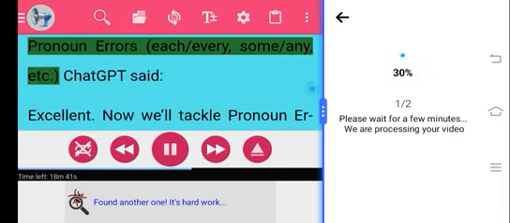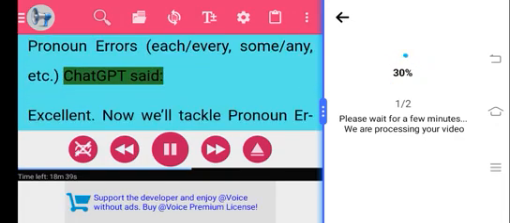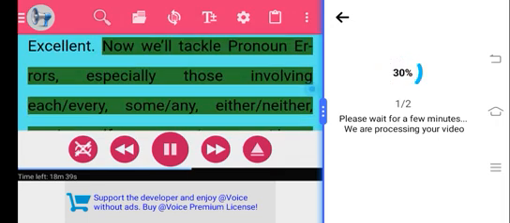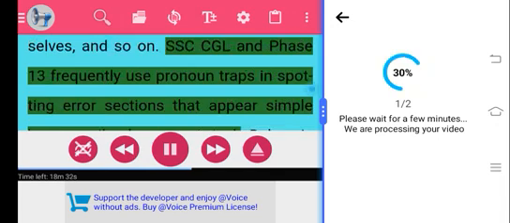You said: Pronoun errors, each, every, some, any, etc. ChatGPT said: Excellent. Now we'll tackle pronoun errors, especially those involving each, every, some, any, either, neither, one, oneself, anyone, someone, themselves, and so on. SSC CGL and Bank exams frequently use pronoun traps in spotting error sections that appear simple but are silently grammatical.